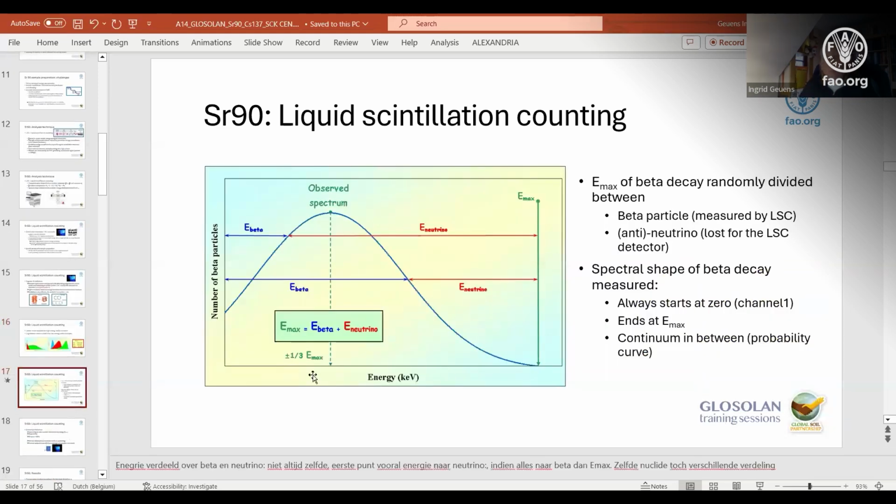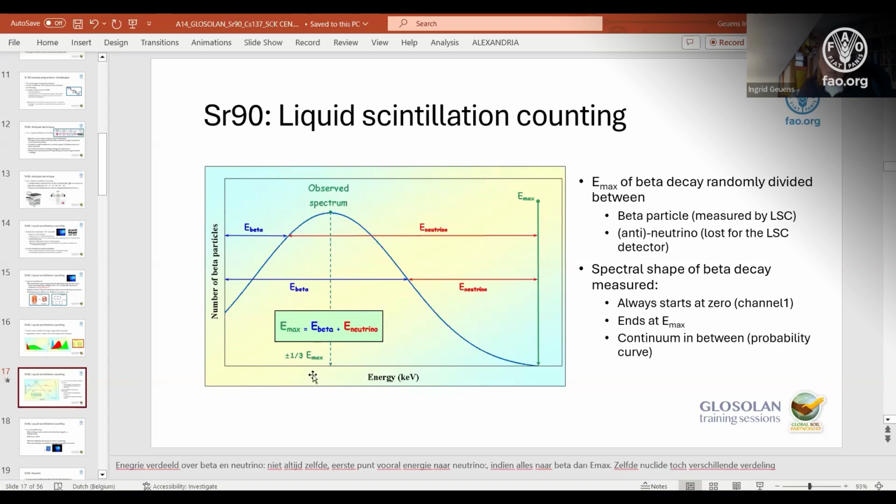So how is that spectrum composed? You have the counts versus the energy. The Emax of the beta decay is in fact randomly divided between the energy of the beta particles measured by the liquid scintillation counting. But as you remember, when we have a beta particle, there is always also an antineutrino. So if we have a positron particle, there is a neutrino. If there is, let's say, an electron, we have the antineutrino. And they are lost for the liquid scintillation detector. It's the beta particle that is measured.